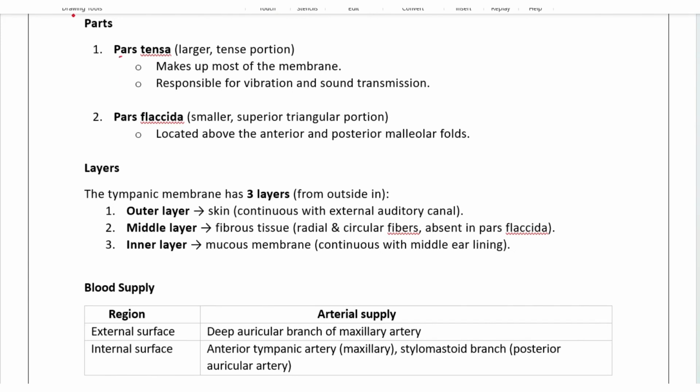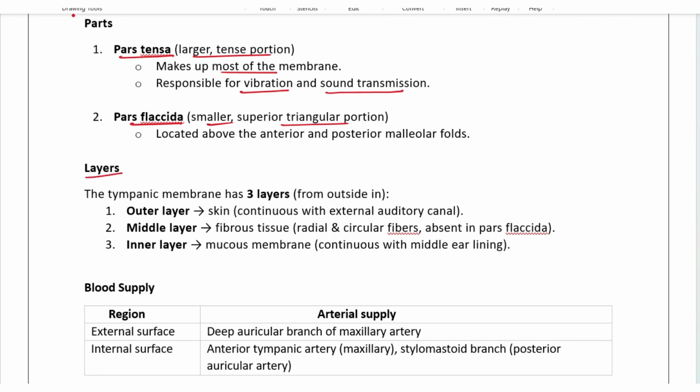We have the pars tensa. As we saw, it's a large tense portion. It makes up most of the membrane and it's responsible for vibration and sound transmission. While pars flaccida is a smaller superior triangular portion. It's present between the anterior and posterior malleolar folds.